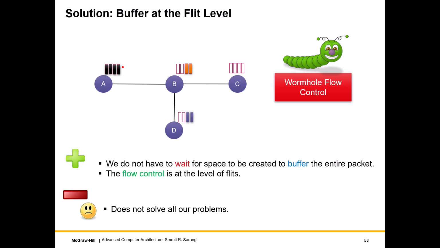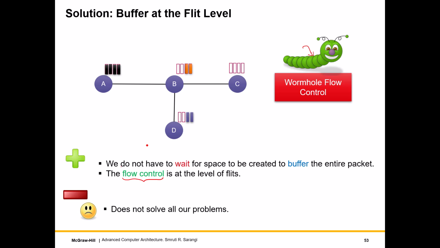So one solution is to buffer at the flit level. So instead of waiting to have enough space for the entire packet, what we could do is wormhole flow control, which is the way that a worm moves. So we do not have to wait for space to be created to buffer the entire packet. The flow control should be at the level of flits. So this does not solve all our problems, right? But as we see, it will solve some.